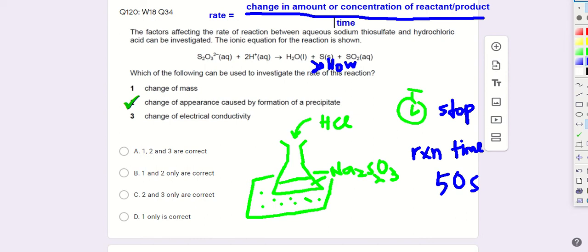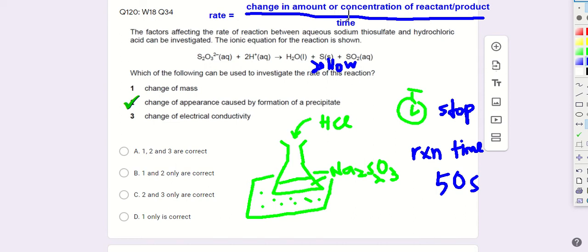But when we do an experiment in the lab, how do we measure the change in amount or concentration of reactant or product? It is by observation or measurement. Like this one, we observe the appearance because precipitate is formed. So when the solution becomes very cloudy, we stop, we measure the time, we also look at the change in the amount. This is how we investigate rate of reaction in experiment.